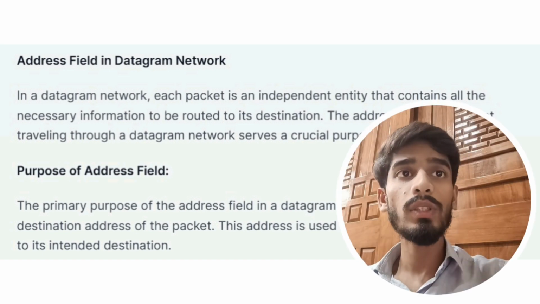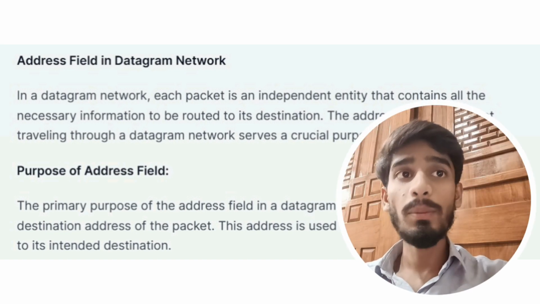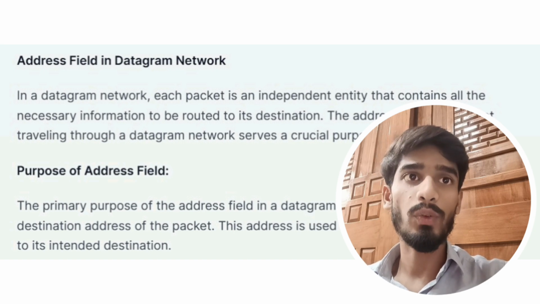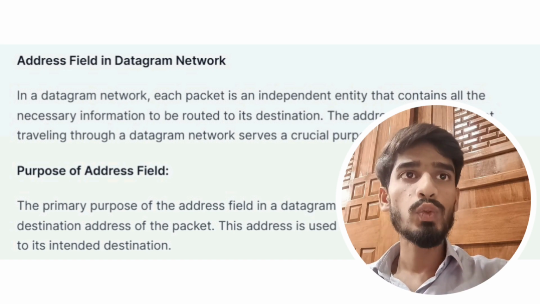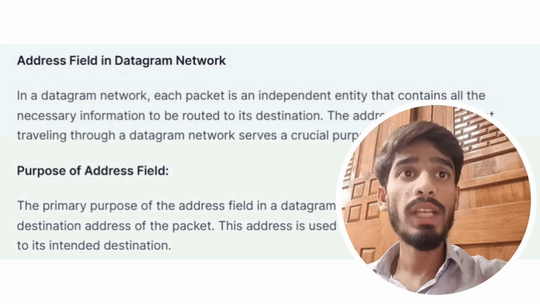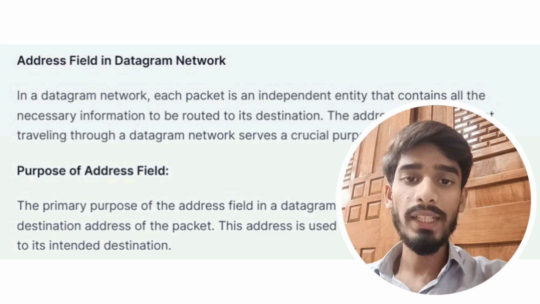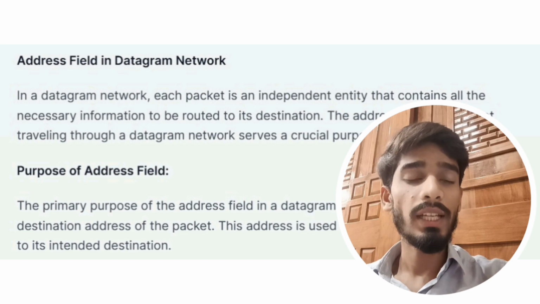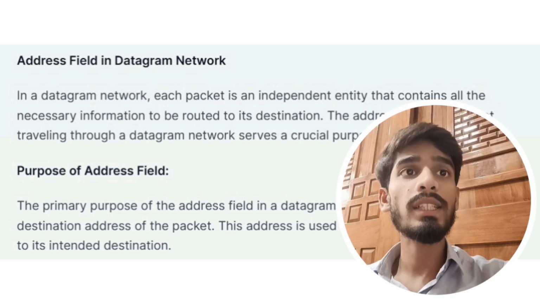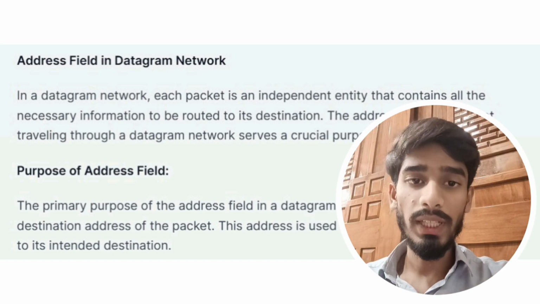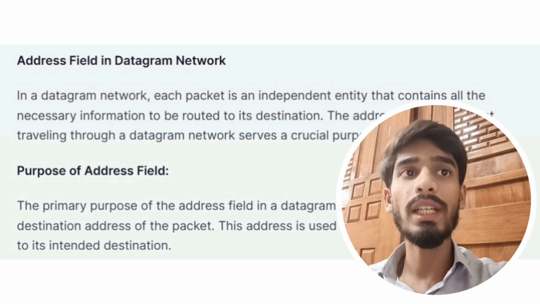The question we are going to discuss in this video is, what is the purpose of the address field in a packet traveling through a datagram network? So, what is the address field in a datagram network? In a datagram network, each packet is an independent entity that contains all the necessary information to be routed to its destination. The address field in a packet traveling through a datagram network serves a crucial purpose.